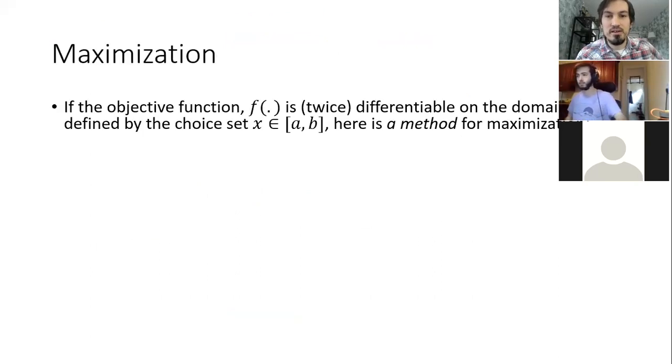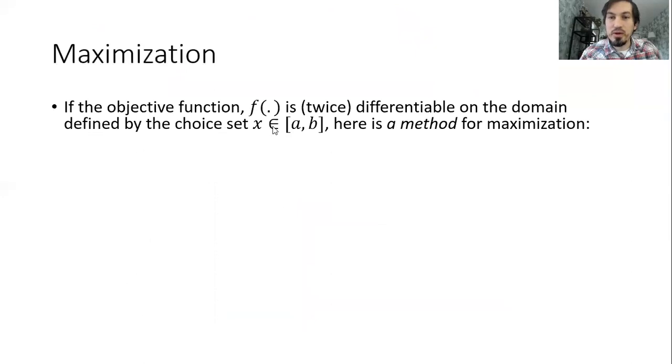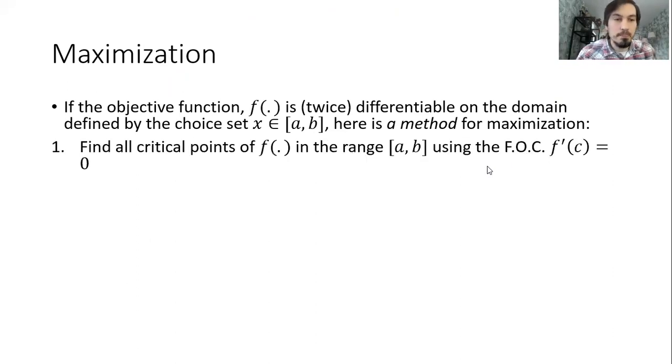All right, here's a method. Sorry, before I give you an example, I want to describe the method. Then we'll get to the example. If this function is twice differentiable on the domain defined by the choice set, say the choice set is some interval between a and b, here is a method for maximization. I'm not saying it's the only one. I would just tell you this one.